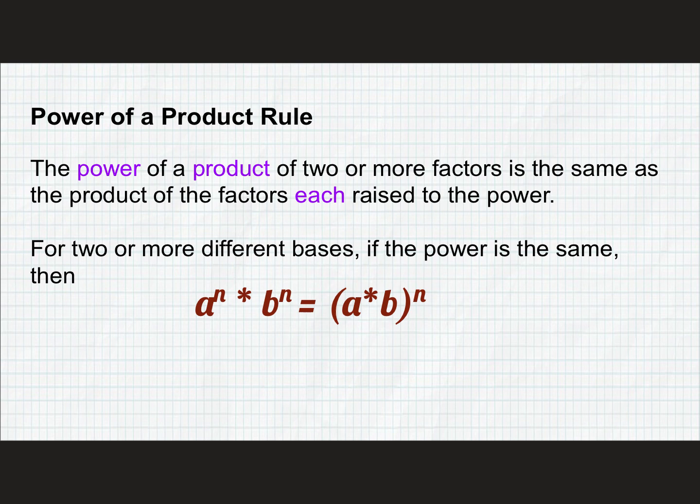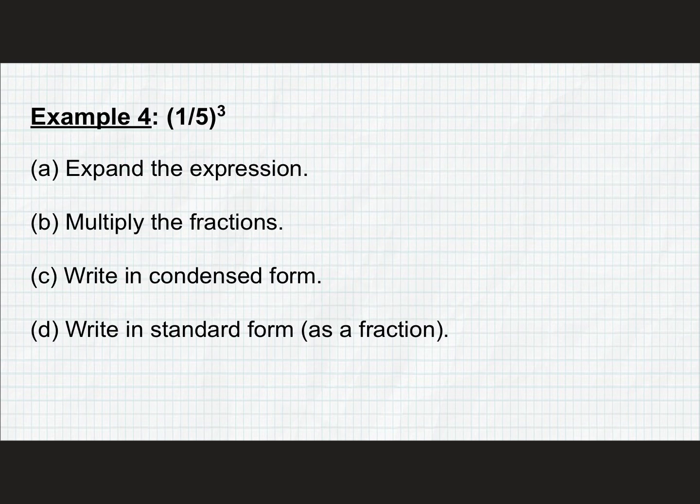This actually shows the power of a product rule, where the power of a product of 2 or more factors is the same as the product of the factors, each raised to the power. So, for 2 or more different bases, if the power is the same, then a to the n times b to the n equals a times b, all raised to the n power. Let's go ahead and try another example.